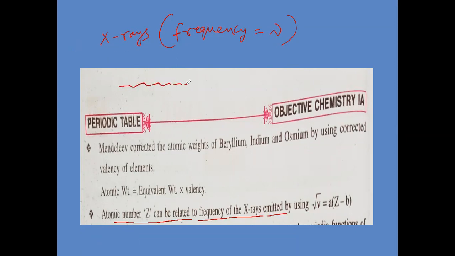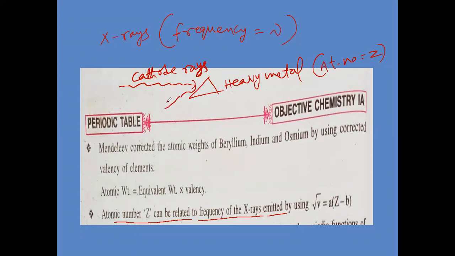Whenever cathode rays hit a heavy metal, the atomic number of the heavy metal is Z. So whenever cathode rays bombard the heavy metal surface, we get X-rays emitted. The frequency of these X-rays is nu, the frequency of X-rays produced, and the atomic number of the metal used here is Z.